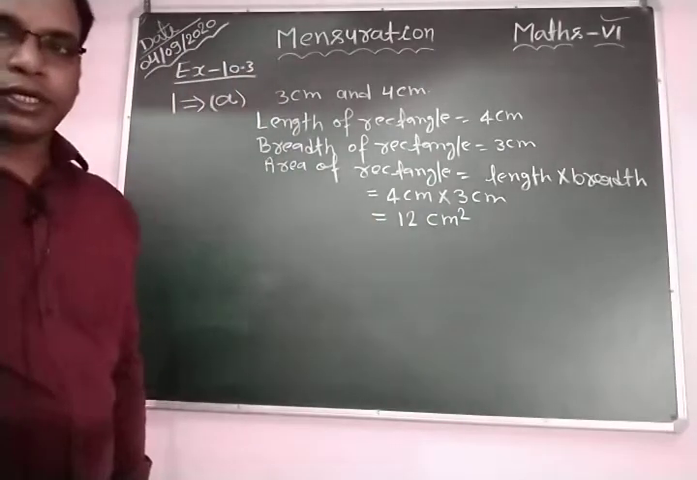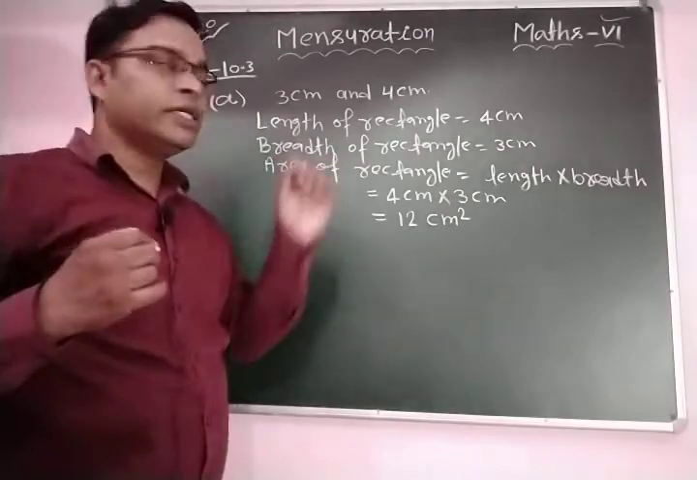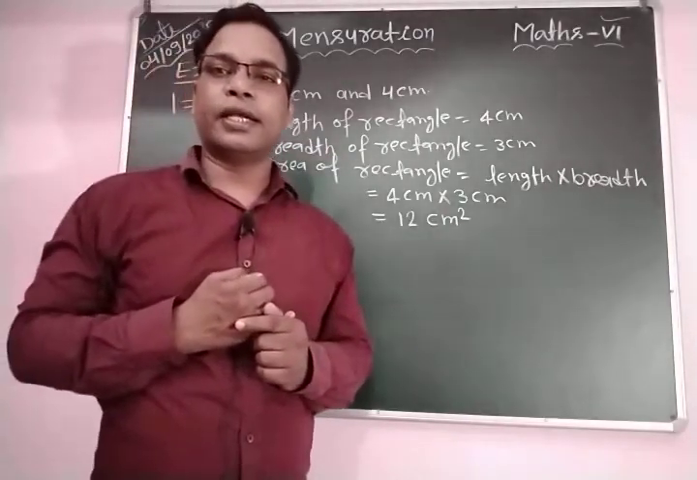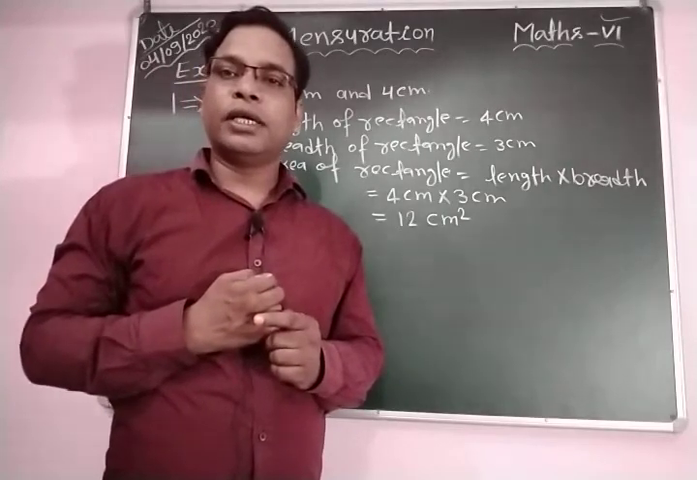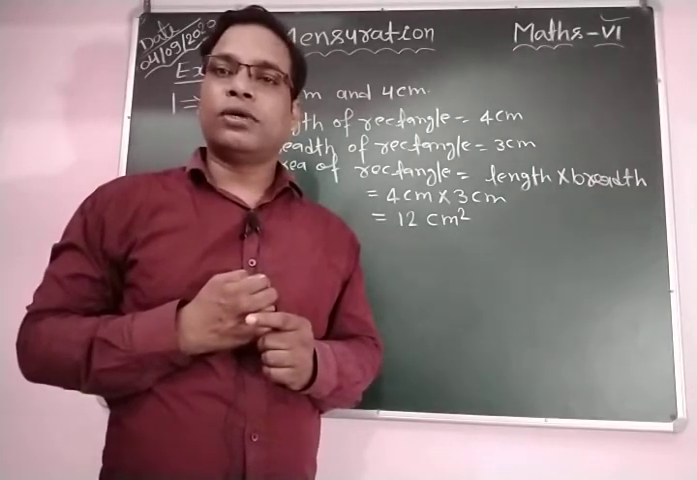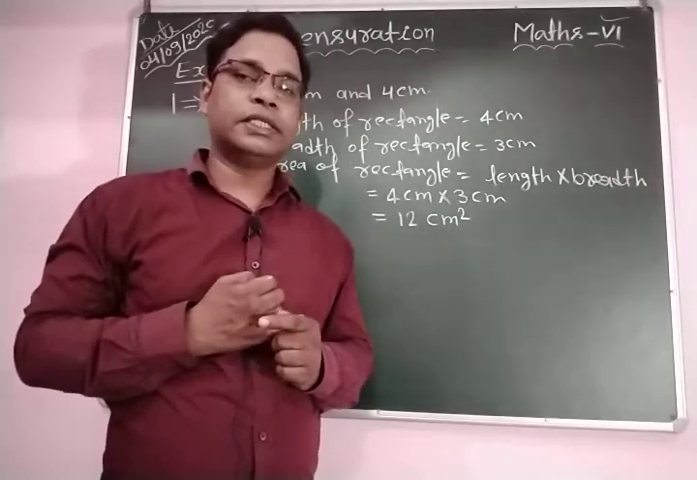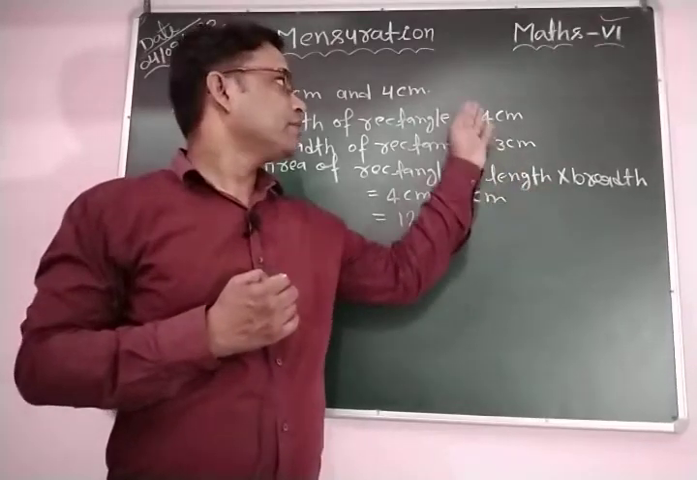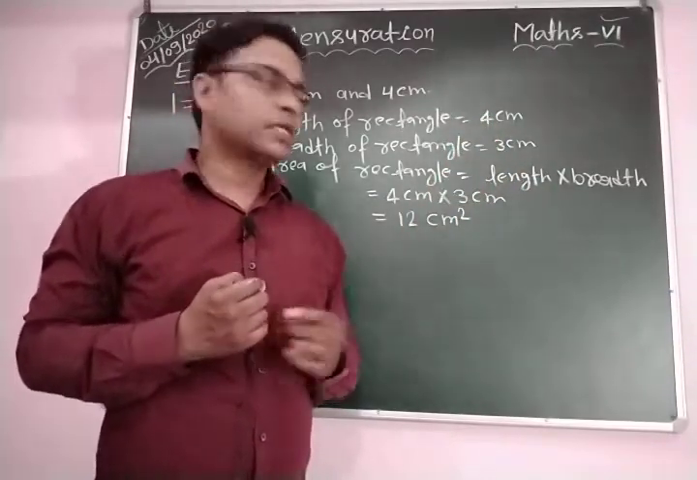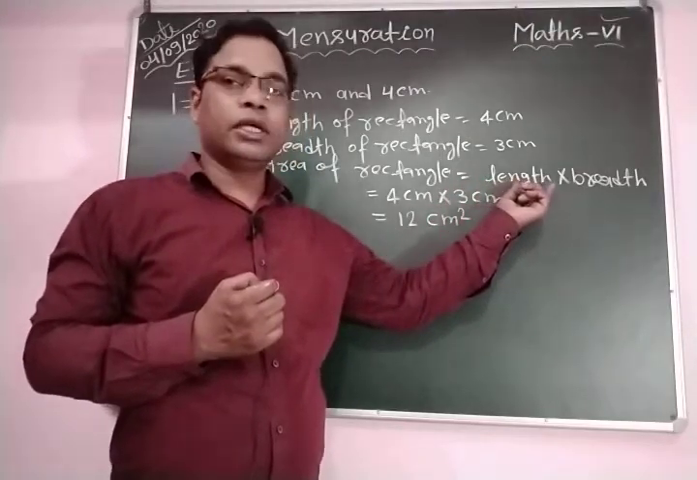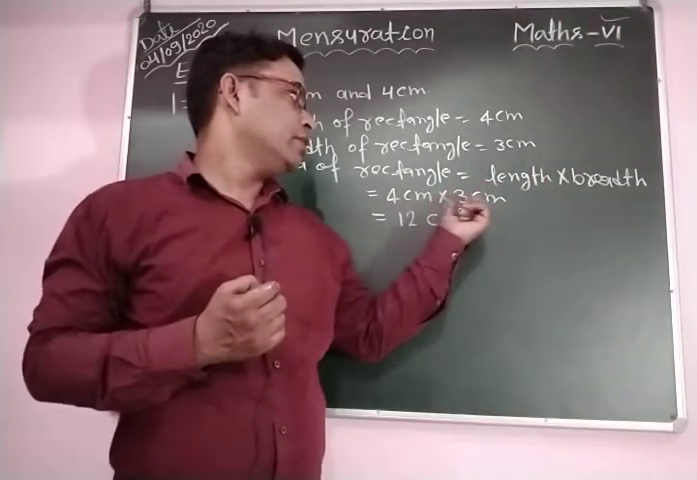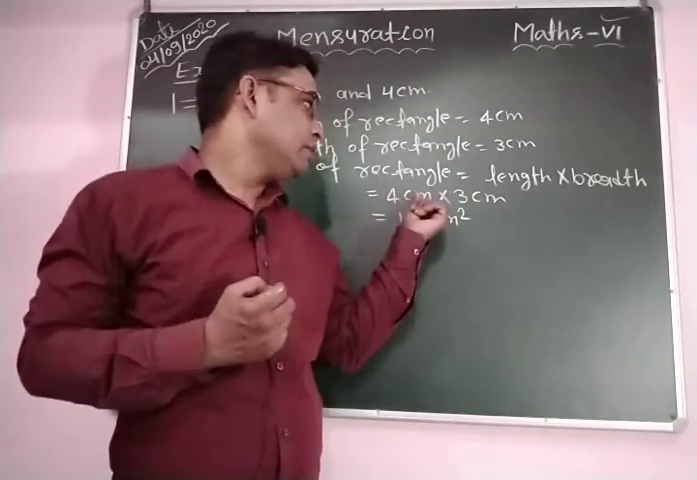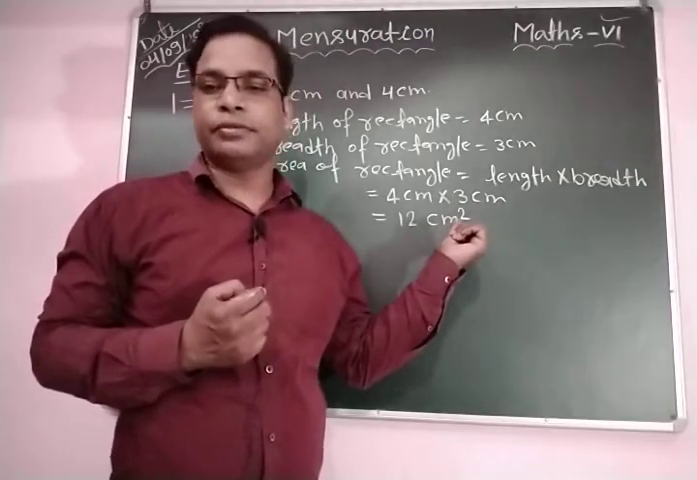So students, I hope all of you understood this question, because in this question we need to find the area of a rectangle. The formula to find the area of a rectangle is: area of rectangle is equal to length into breadth. Length is given here 4 centimeter and the breadth is 3 centimeter. So you put this length and breadth, 4 into 3, which is equal to 12 centimeter square.